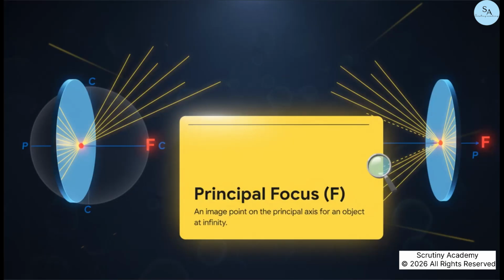So here's the deal. Imagine a bunch of light rays, all traveling parallel to that principal axis, and they all hit the mirror. What happens next? Well, they all reflect and bounce towards a single, special point on that axis. For a concave mirror, they actually meet up. They physically converge at that point. We call this a real focal point. For a convex mirror, they bounce outwards, and it just looks like they're coming from a point behind the mirror. That's a virtual focal point. But either way, that special spot is called the principal focus, and we label it with a capital F.